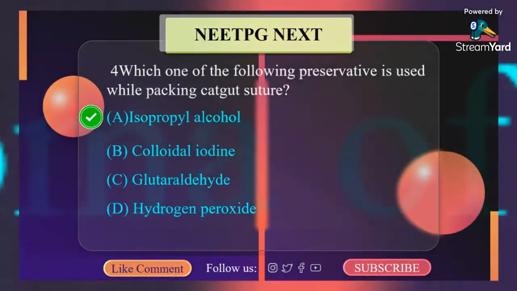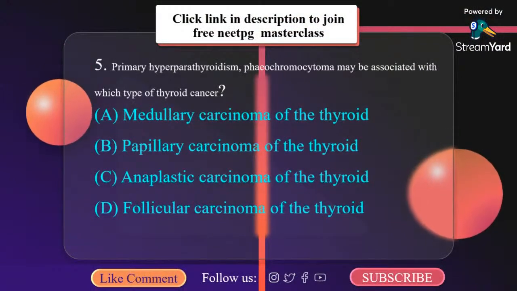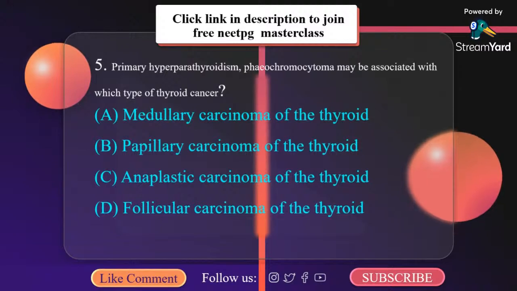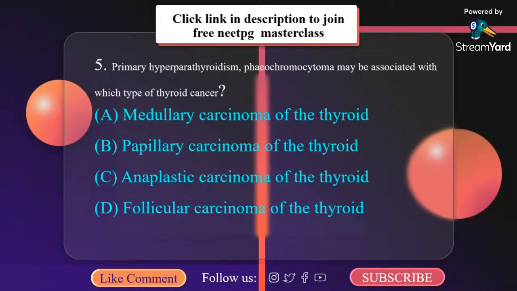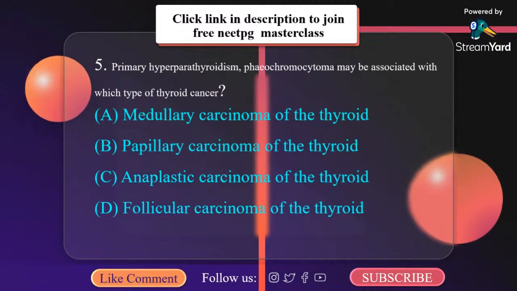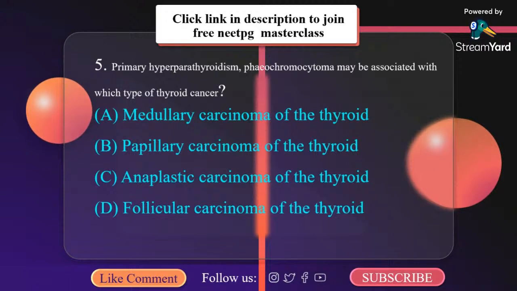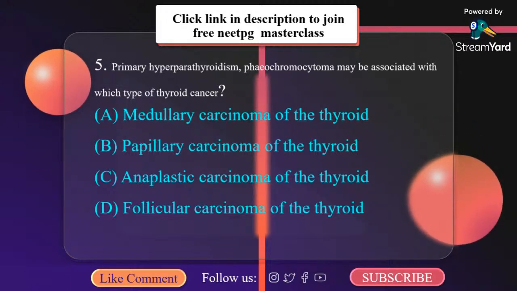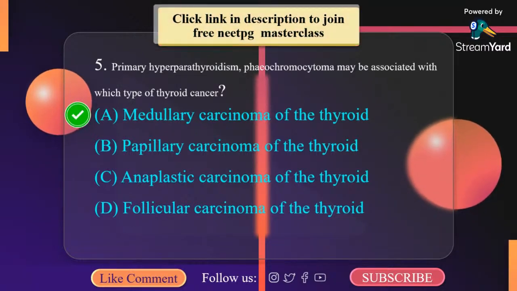Isopropyl alcohol. Primary hyperparathyroidism and pheochromocytoma may be associated with which type of thyroid cancer? A. Medullary carcinoma of thyroid, B. Papillary carcinoma of thyroid, C. Anaplastic carcinoma of thyroid, D. Follicular carcinoma of thyroid. It is medullary carcinoma of thyroid. It is characterized clinically by medullary thyroid carcinoma, pheochromocytoma, and hyperparathyroidism. Approximately 70 to 95% of individuals with MEN2A develop MTC, 50% develop pheochromocytoma, and 15 to 30% develop hyperparathyroidism.